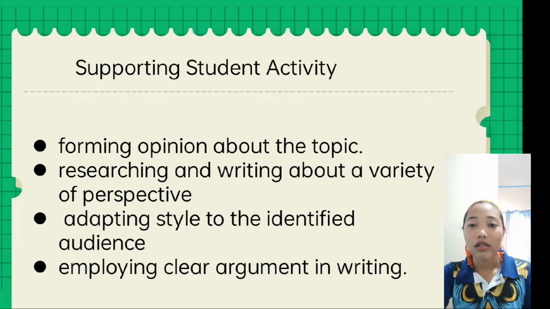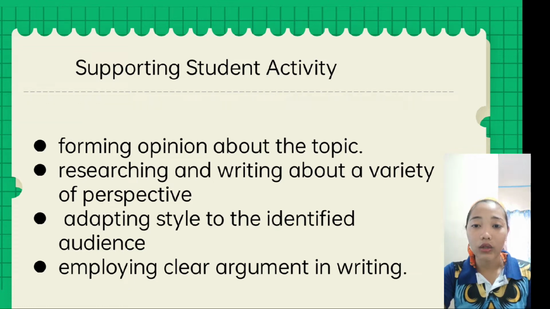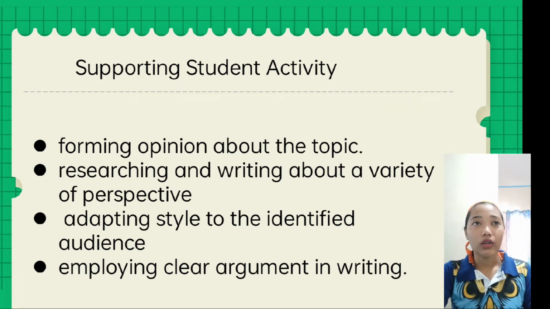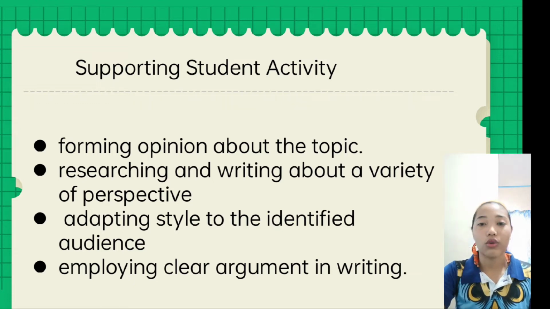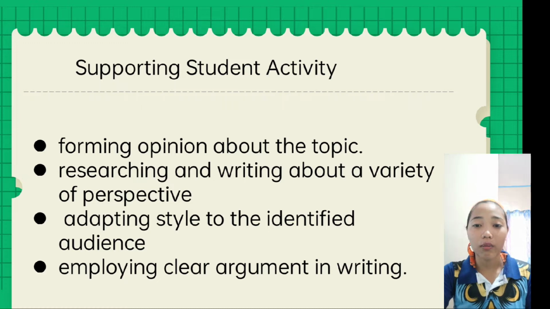Then next is researching and writing about a variety of perspectives. When we say researching, the student must practice finding new ideas, new information about a certain topic to add and to support the idea more and to understand that topic more. For that, the student must understand what the topic is all about. So that is researching and writing about a variety of perspectives.